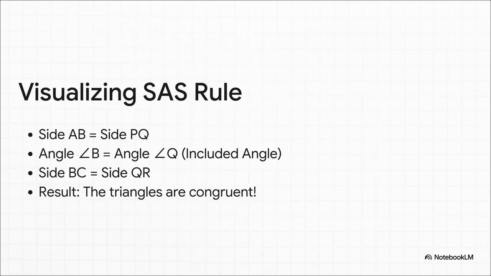So if we know that side AB is equal to side PQ, and side BC is equal to side QR, the key is the angle that's between them. If angle B is equal to angle Q, then we have our pattern. Side, then angle, then side. That's it. By the SAS rule, these triangles are congruent.